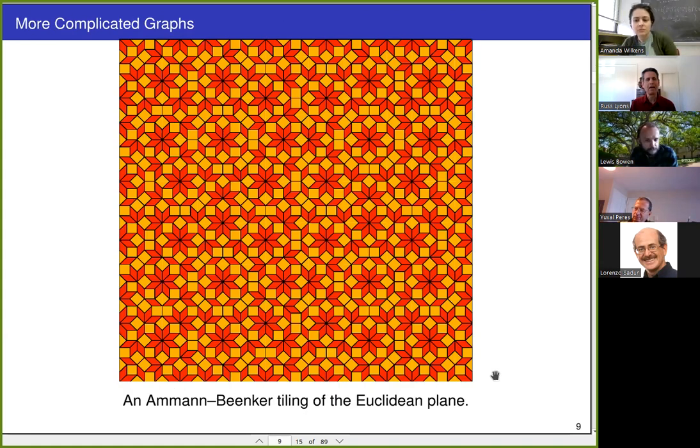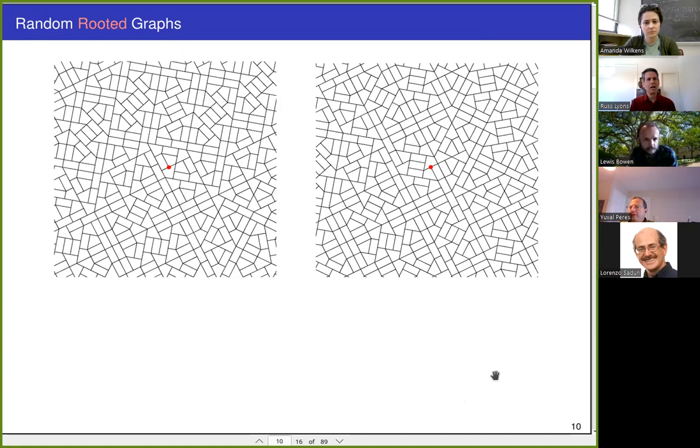All right. Now, we're interested in more complicated graphs. Here's one in the Euclidean plane. It comes from a certain nice tiling. But it's rich, it's naturally random. So this is what I want to talk about more.